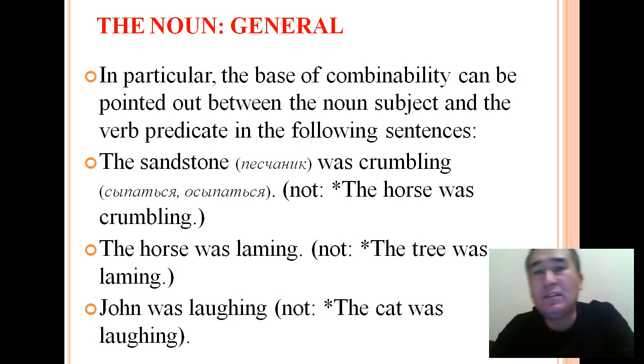In particular, the base of combinability can be pointed out between the noun, subject, and the verb predicate in the following sentences. The sandstorm was crumbling, not horse was crumbling. The horse was lamening, not the tree was laming. John was laughing, not the cat was laughing.